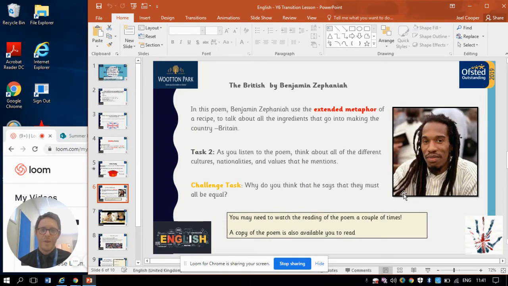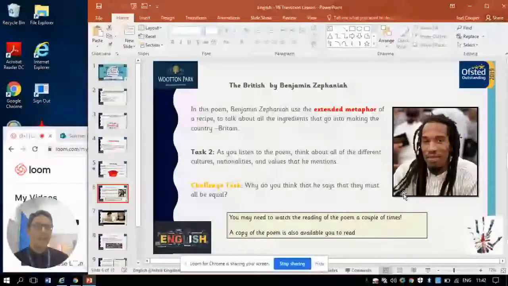Okay, hopefully you managed to get plenty of ideas for that task, because that's going to be important for our next step, which is starting to look at a poem. Now, the poem we're going to look at is a poem called The British by Benjamin Zephaniah. And Benjamin Zephaniah is the chap just in the corner of the screen, just over there, okay? Now, Benjamin Zephaniah is one of my favourite poets because he is very, very creative and very witty in terms of how he uses language, but he also explores some quite challenging topics.